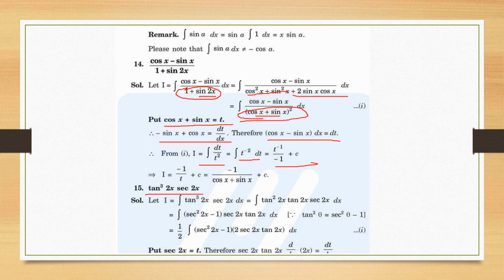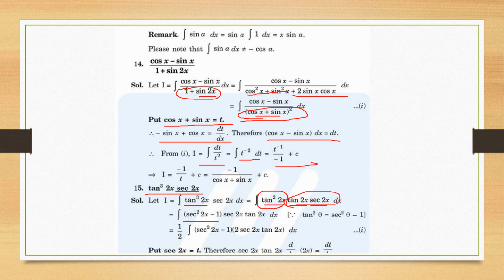Now when tan and secant are together, you know that if I put tan x as t, I need secant square as derivative, so it is not possible for me. So I think I should search for something else. So what will I do? If I put secant x as t, then I need secant x tan x, because the derivative of it I need. So I'll open tan cube as tan square x. Remember, tan square 2x and tan 2x and secant 2x. Now open this tan square 2x by using secant square 2x minus 1, and this is together.